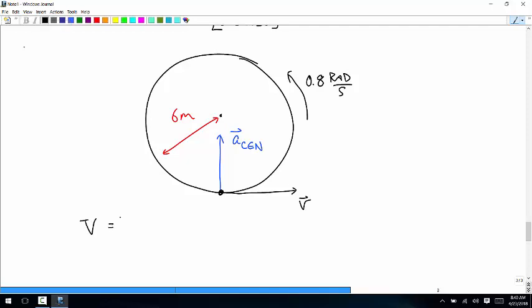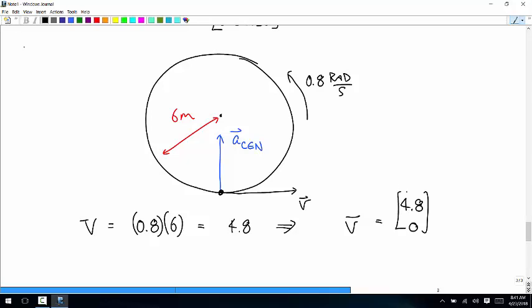The magnitude of that velocity, how do we figure that out? Yep, perfect. This is equal to 4.8. And so that velocity vector is 4.80. This is the velocity of the carousel relative to the ground. So we'll go back to the relative motion at the end.